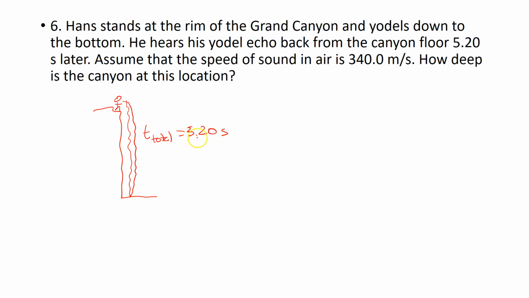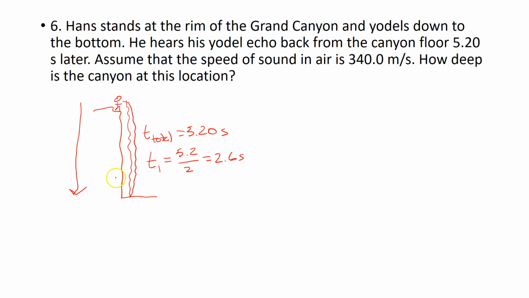Remember, this is total time. It's not time just for it to go straight down. They want us to find out how deep the canyon is. So to do that, I only want the time to move all the way down. So we're going to call it T1. T1 here is equal to 5.2 divided by 2. So if I take 5.2 and divide it by 2, I end up with 2.6 seconds, and that's the time to just go from the top down to the bottom, and that's really what I want.